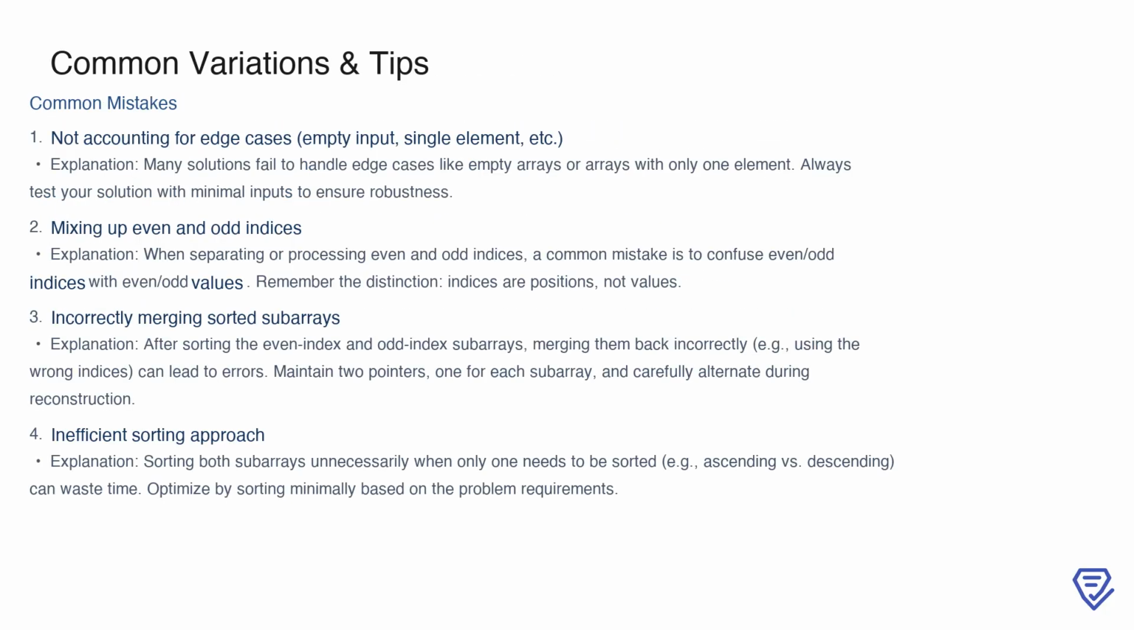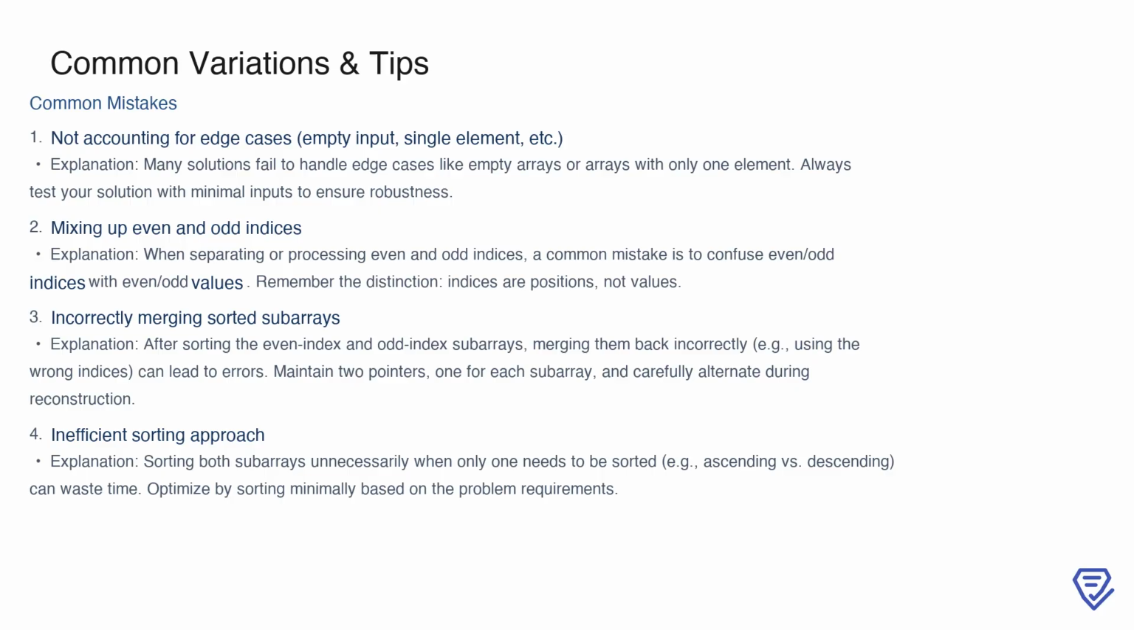When solving this problem, there are a few common mistakes to watch out for. First, failing to account for edge cases is a frequent issue. For example, your solution should handle scenarios like an empty input array or an array with just one element. Testing with minimal inputs ensures your solution is robust. Another mistake is mixing up even and odd indices with even and odd values. Remember, indices represent positions in the array and are distinct from the values stored at those positions. It's a subtle but critical distinction.